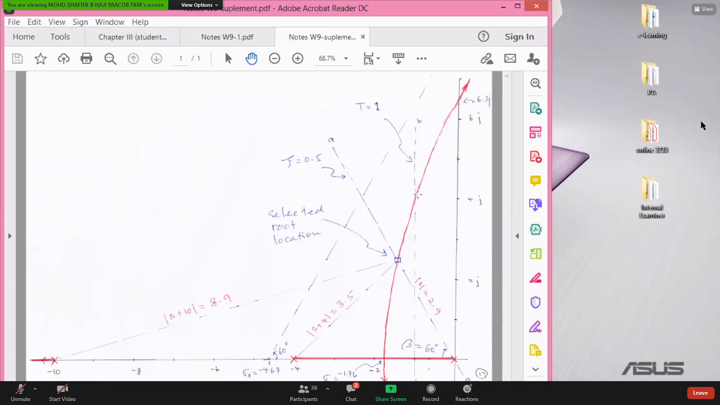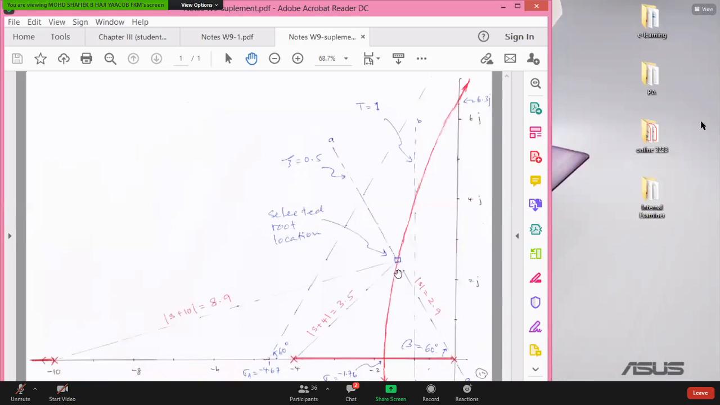The next question is, what is the value of K for your selected point? We know that the value of K at the start is 0, so it's going to increase, and the value of K when the locus crosses the imaginary axis is when the system becomes marginally stable. You can get that value of K from your Routh table. But what is the value of K at your selected point? You can compute the value of K using the magnitude criterion.